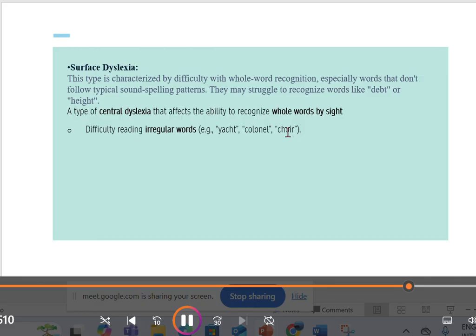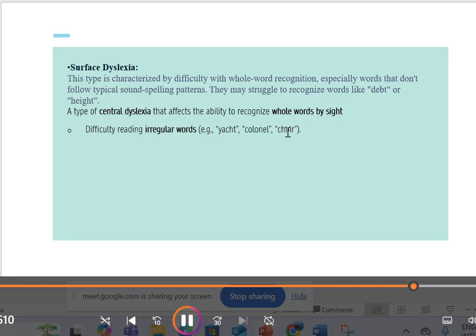The whole word, not just one grapheme or letter: whole word recognition, especially words that do not follow typical sound spelling patterns. If the sound spelling pattern is not followed, I am not able to properly understand or recognize that language. In debt, we don't pronounce the b in debt. So I have heard it as det and I have written it as debt. I am not able to perceive that word as debt.